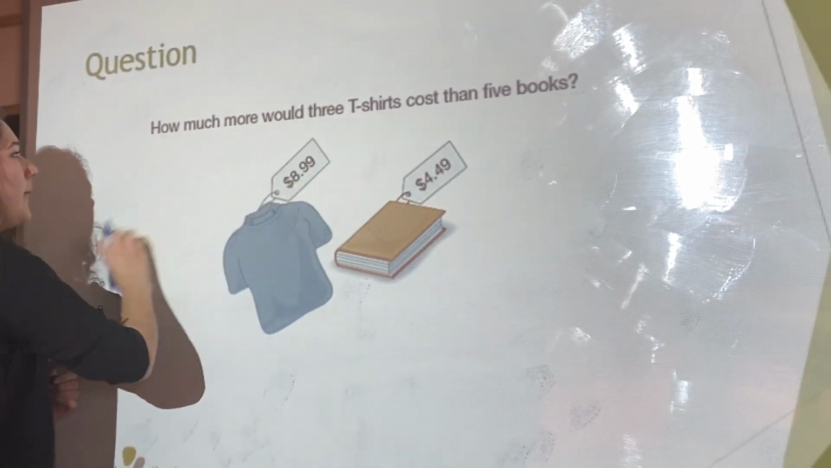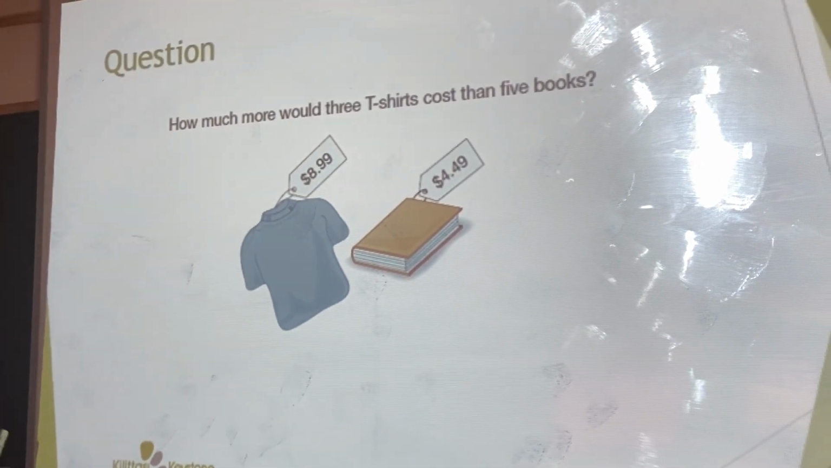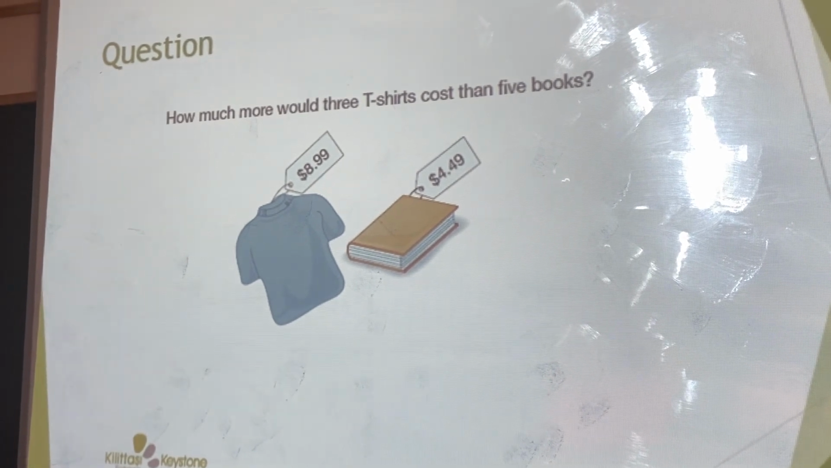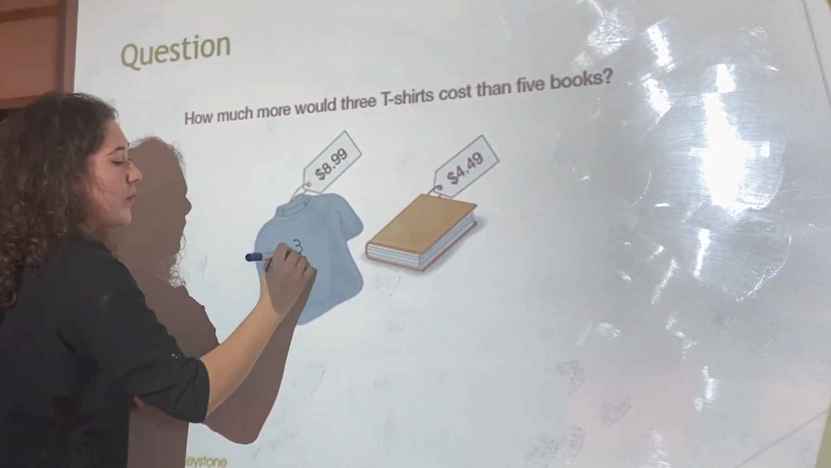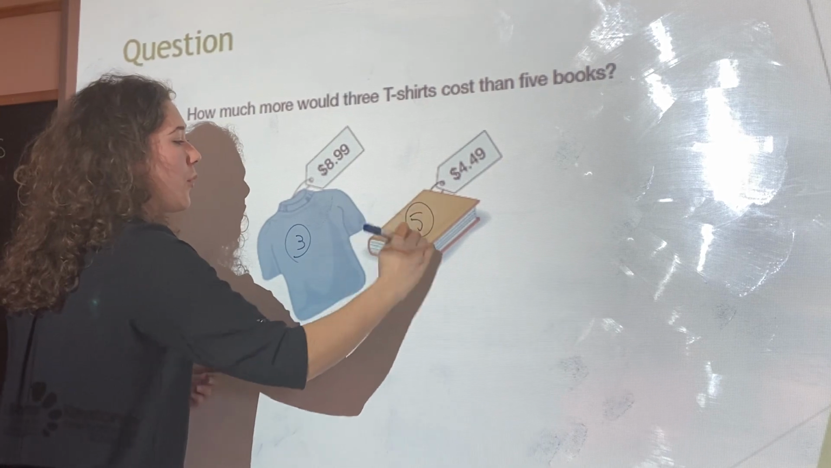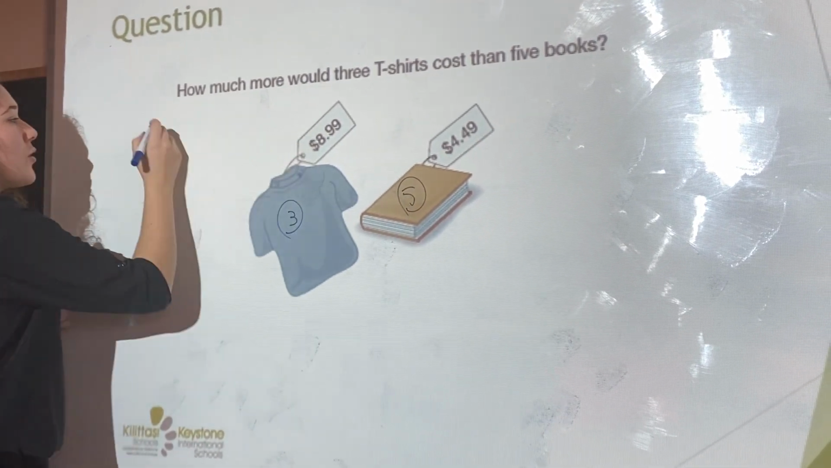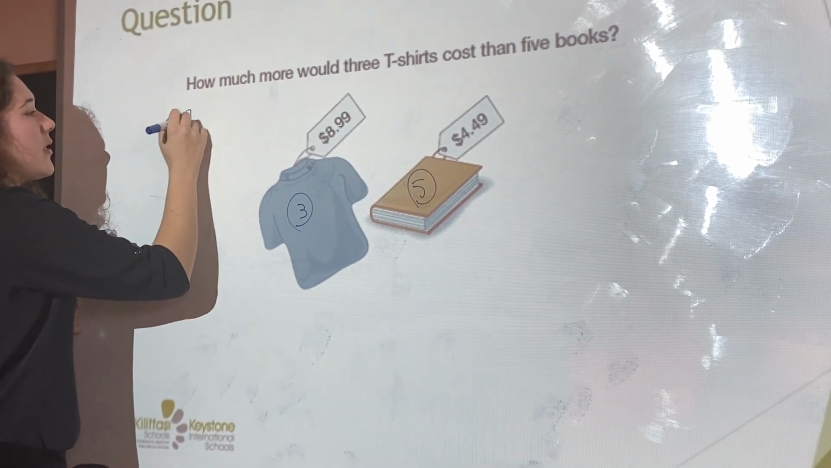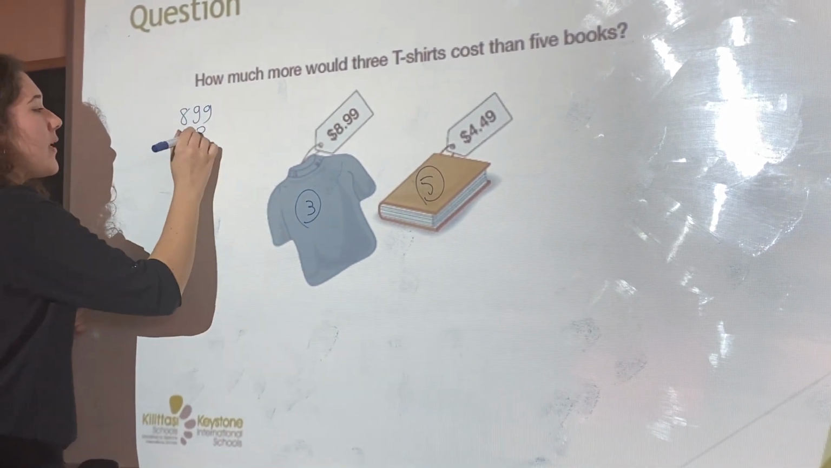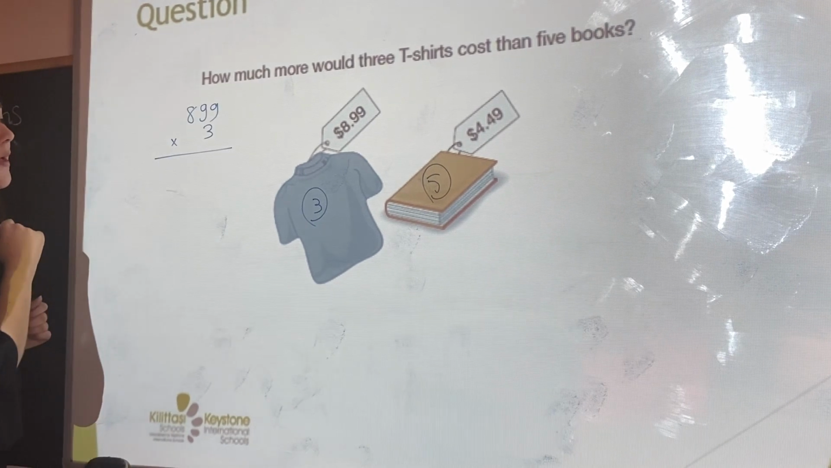One more word problem. How much more would 3 t-shirts cost than 5 books? So they're buying 3 t-shirts, 5 books. I need to calculate the total amount, total cost. So for one, it's $8.99. I'm buying 3 of them. So I need to multiply.